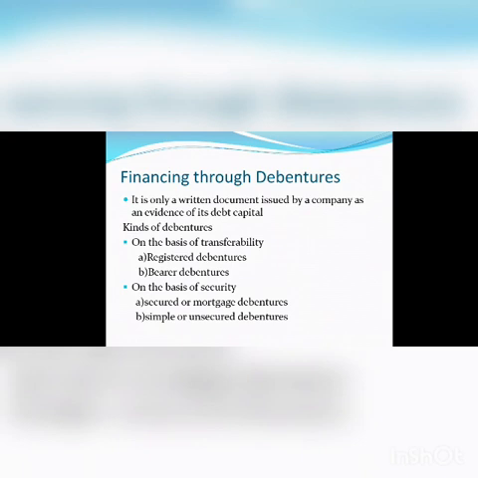On the basis of security, it may be classified into two. The first one, secured or mortgage debentures. That means these types of debentures are secured by a fixed or floating charge on the assets of the company. Next, simple or unsecured. That means these types of debentures carry no security with regard to the repayment of principal and the repayment of interest.